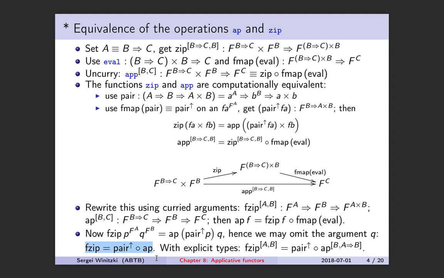Which is nice because it allows you to reason quicker about what is equal to what. You would have to write fewer symbols. You see, we can also omit the argument p, because this is now app of pair of p, which is first you apply pair and then you apply app in my notation, as function composition in my notation goes left to right. And here are the explicit type parameters that you need for this to work.